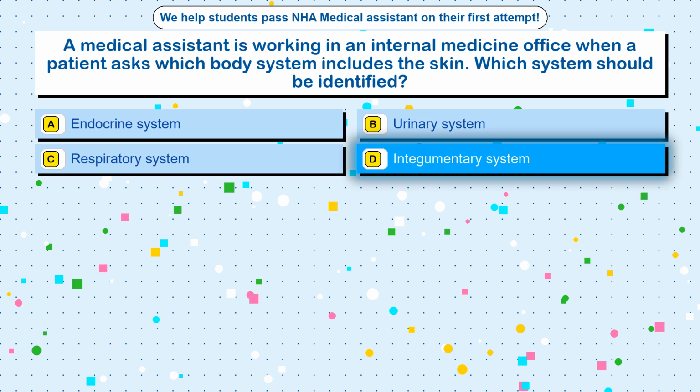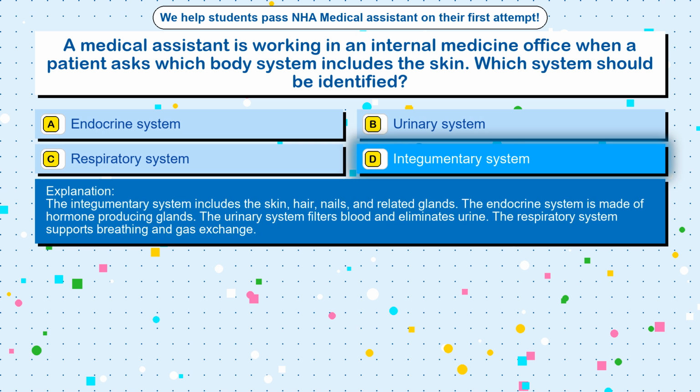The correct answer is option D, integumentary system. The integumentary system includes the skin, hair, nails, and related glands. The endocrine system is made of hormone-producing glands. The urinary system filters blood and eliminates urine. The respiratory system supports breathing and gas exchange.